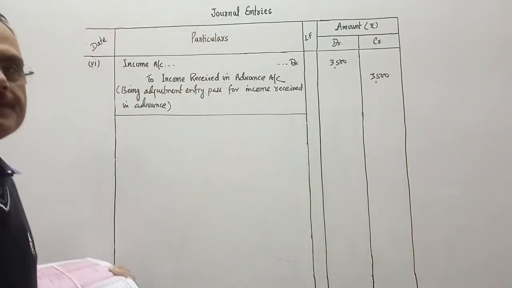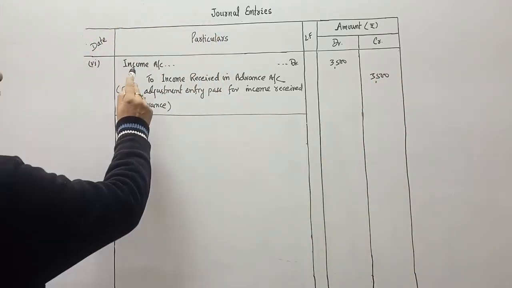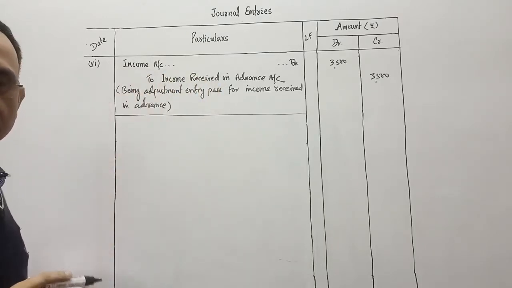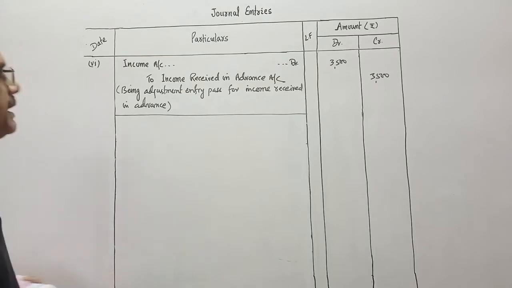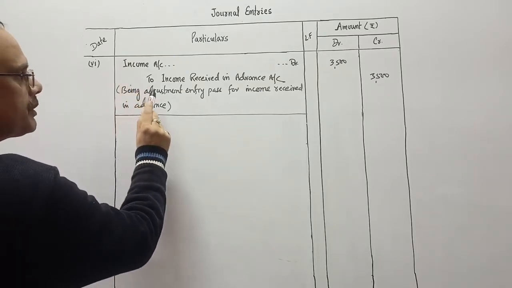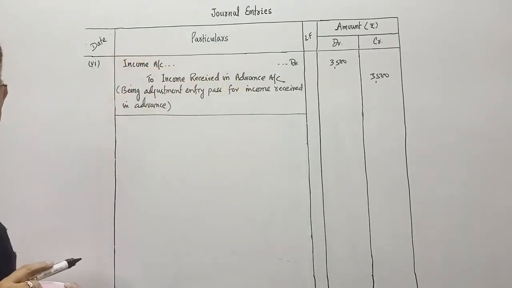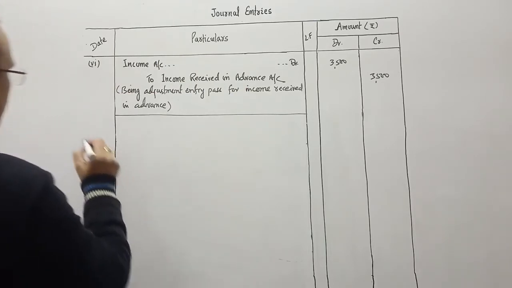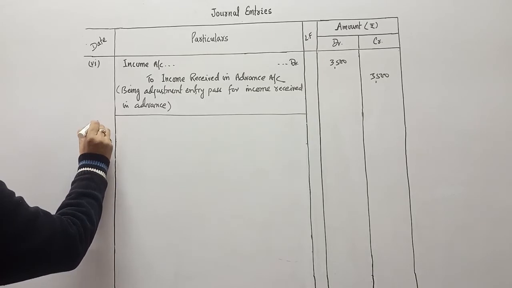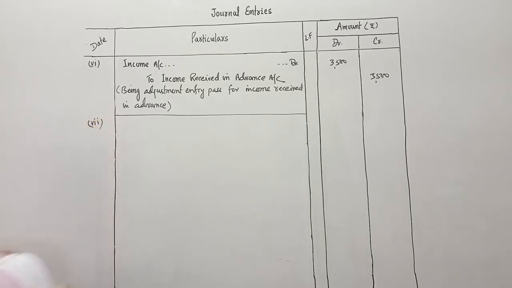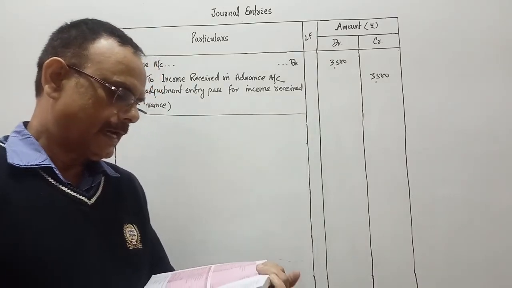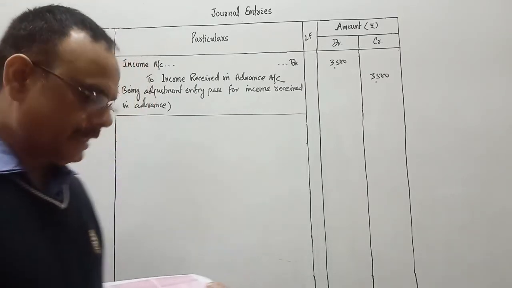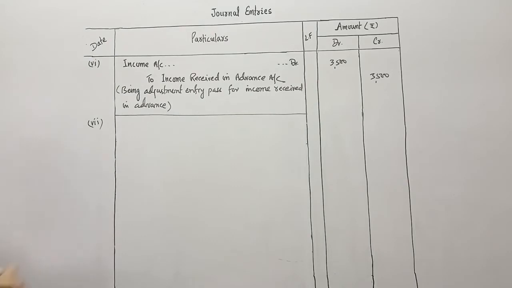Suppose the rent received in advance, then rent account debit to rent received in advance. Suppose commission received in advance, then commission account debit to commission received in advance. Okay, is it clear? Now next adjustment number 7 is related to provision for doubtful debts. We have discussed it earlier as well.